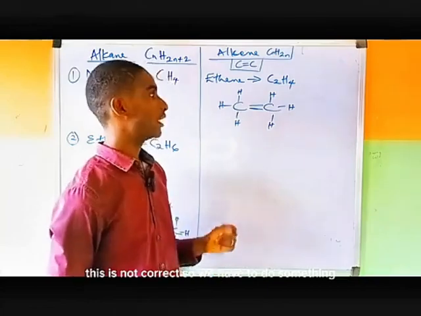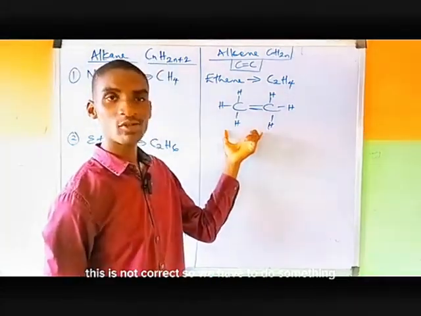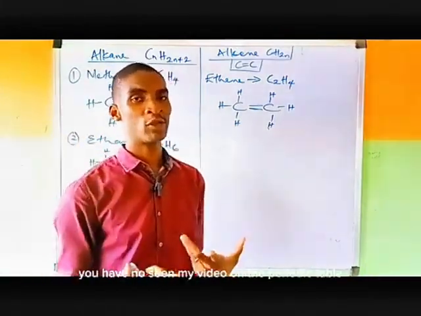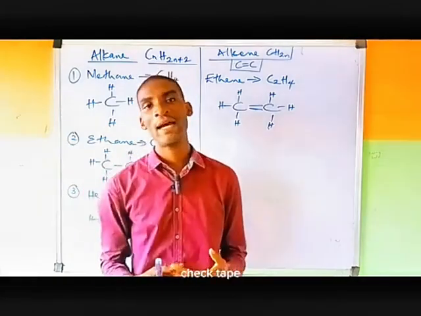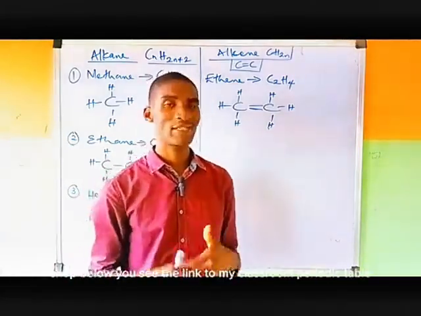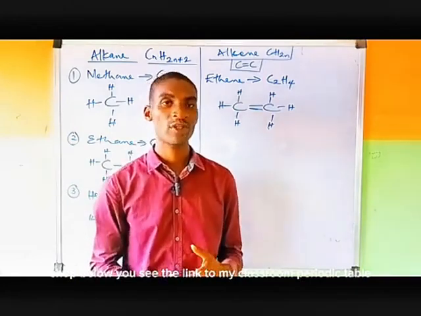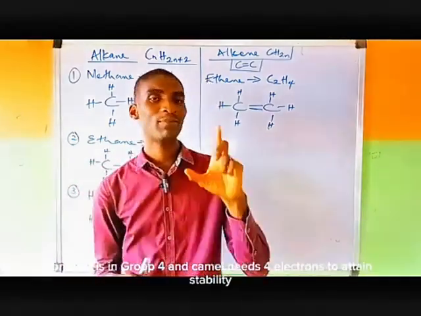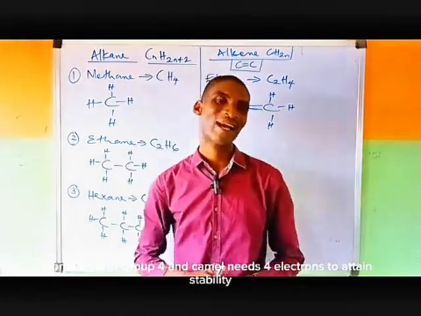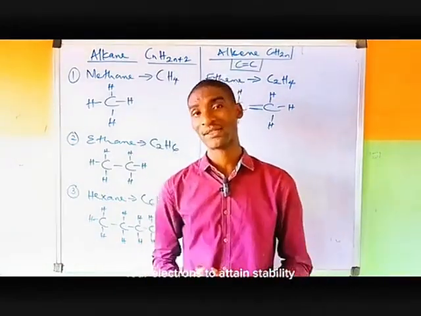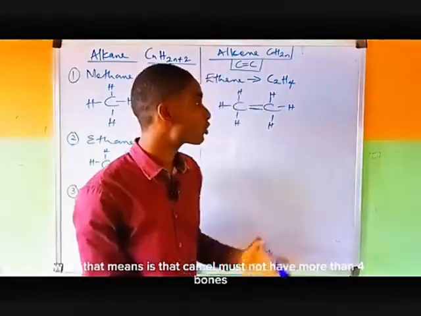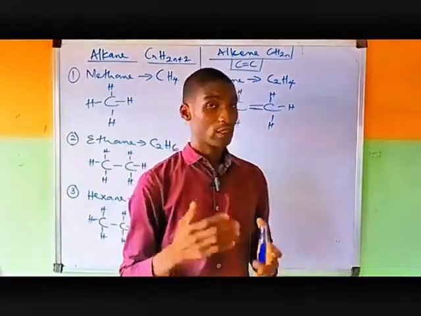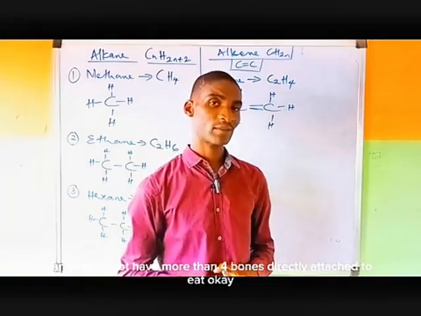This is not correct. So we have to do something, and that brings us to the knowledge of the periodic table. If you have not seen my video on the periodic table, check the description below, you see the link to my class on the periodic table. Now from the periodic table, carbon is in group 4. And carbon needs 4 electrons to attain stability. What that means is that carbon must not have more than 4 bonds directly attached to it.